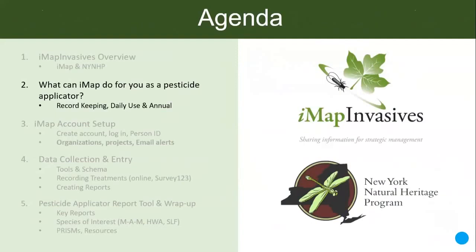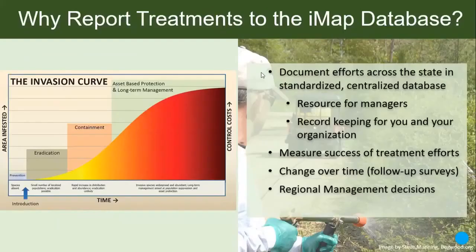Next we'll hear from Madeline about what iMap can do for you as a pesticide applicator. Thank you, Mitch. So why should anyone report treatments to the iMap database? As the centralized database for invasive species, it's important to also track control efforts. iMap documents efforts across the state within the database, and this information can be used by managers to make decisions. You can easily document and track all treatments there in the database where it's easily accessible.